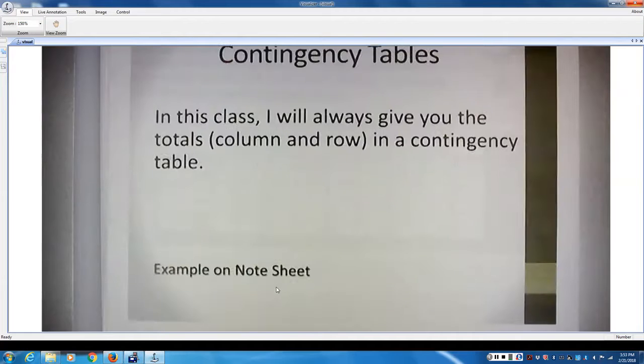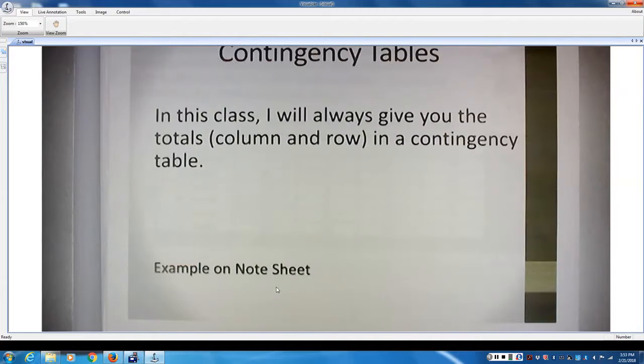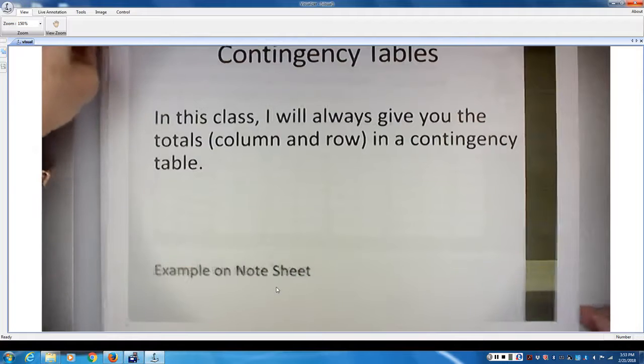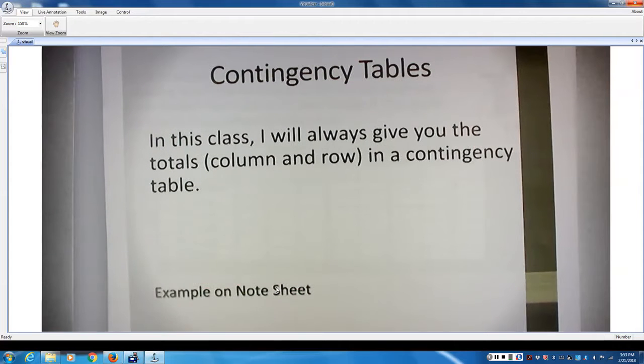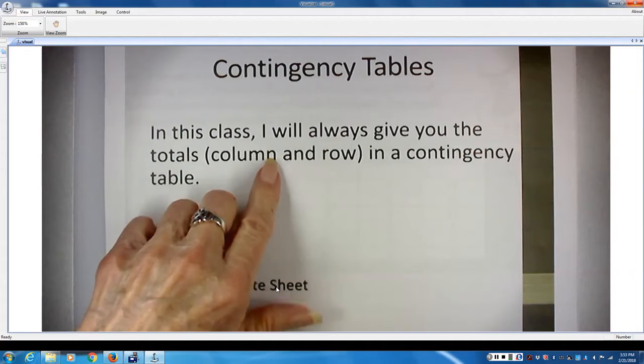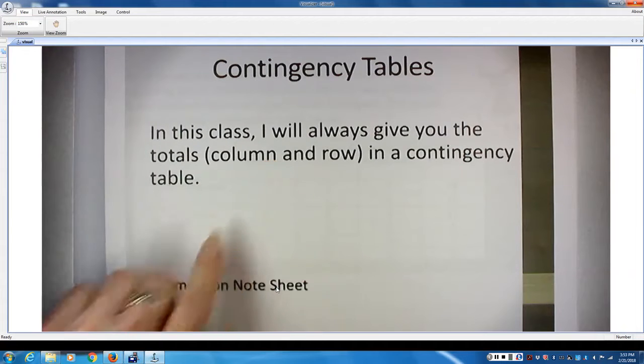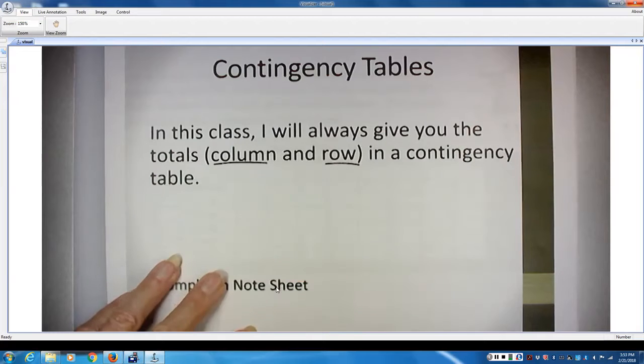So that's the last of our snowmen problems, and you've got one to work on that's similar to this. And now we're going to talk about something called contingency tables. In this class, for everything that I do, I will give you the totals, the column and the row totals in a contingency table, because I don't want you to mess up because you added wrong going across the row or going down the column. So I'm always going to total up the columns and the rows for you.